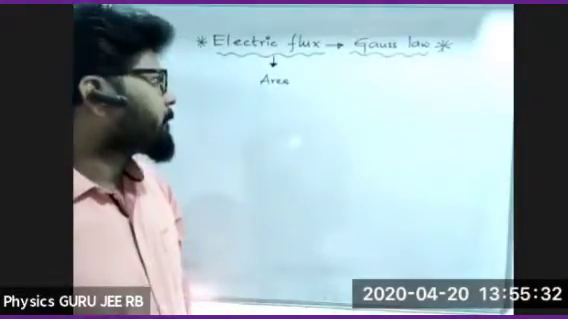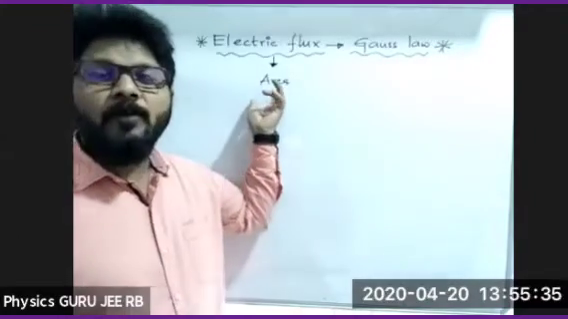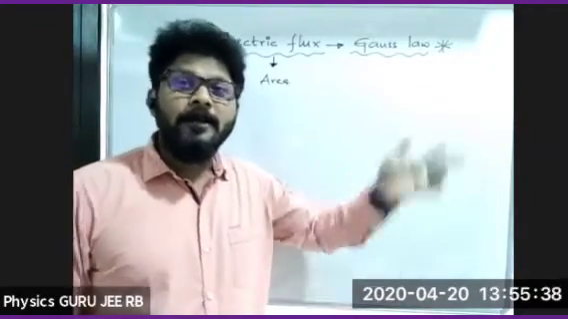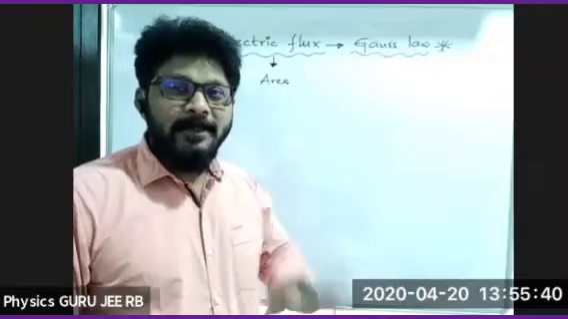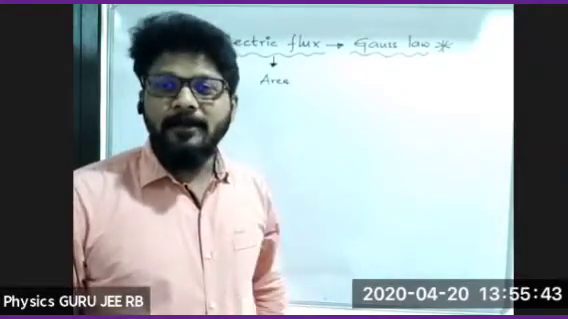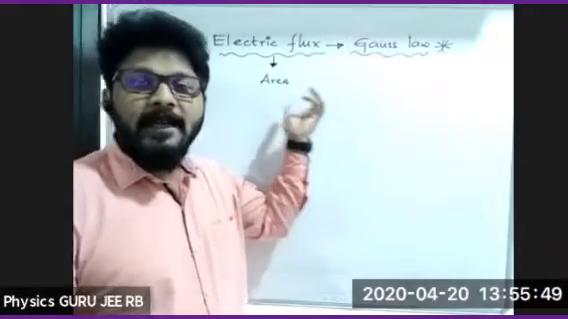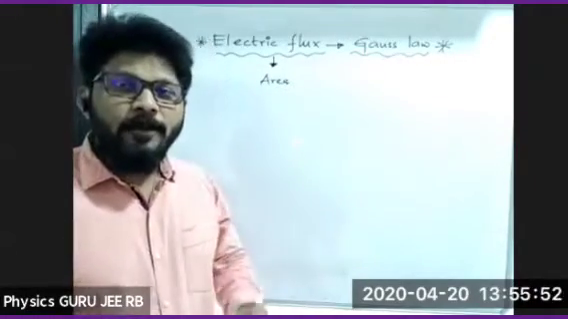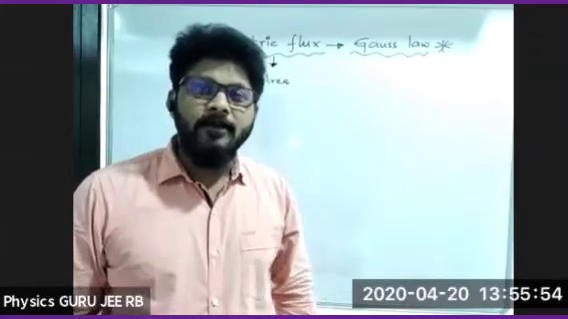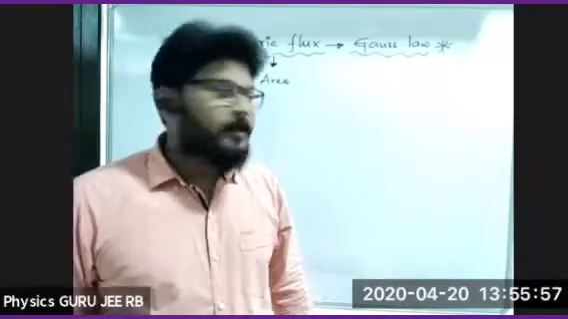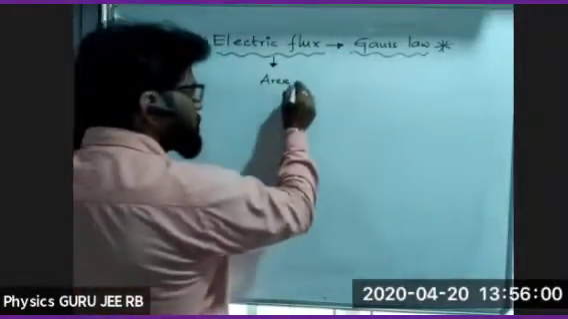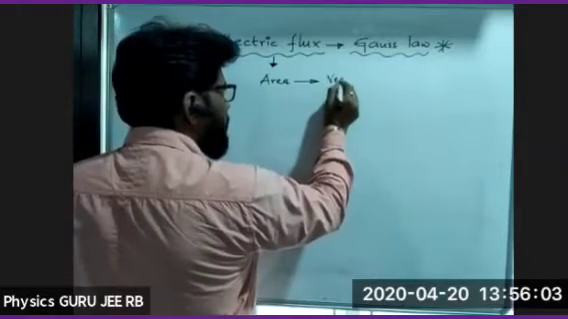Fine. Okay. Now what to do? We have to convert this area into a vector. If I take area as a scalar, it won't work out. What I have to do? We can also show this area as a vector quantity. Now, how are we going to show this area as a vector quantity? Let us see. First, I want to show this area as a vector quantity.